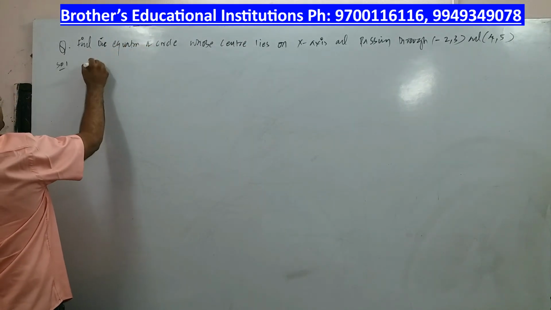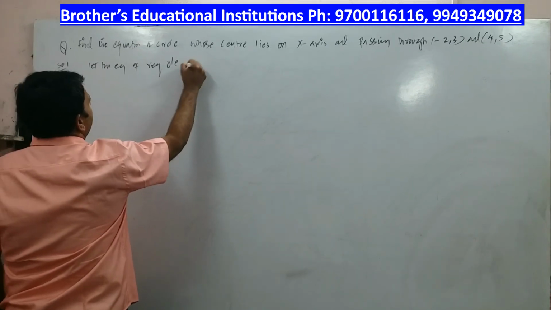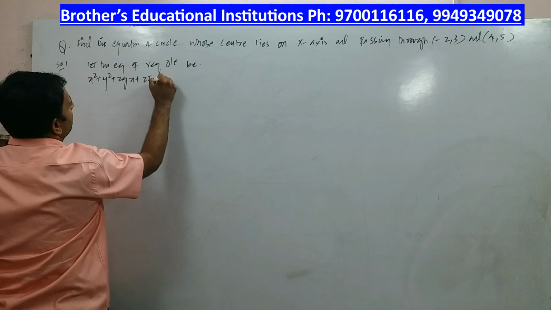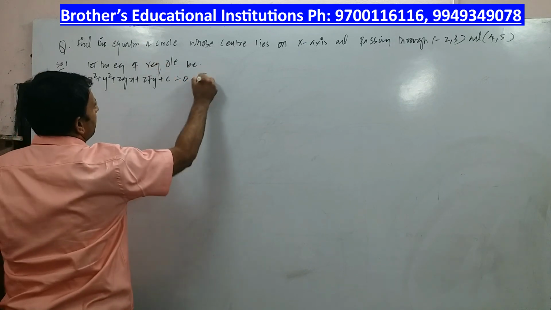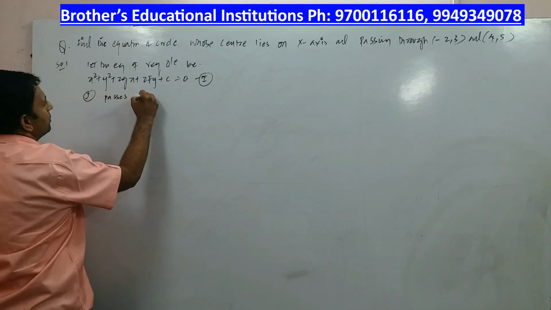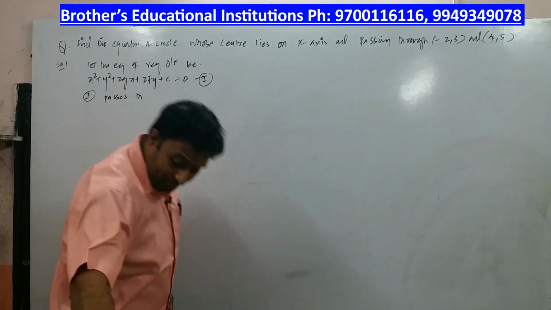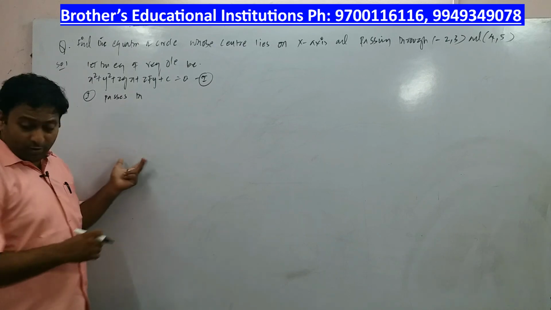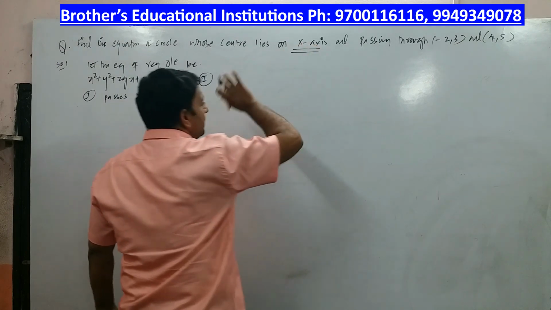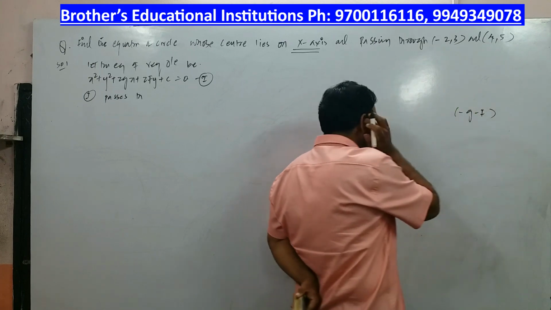So let the equation of the required circle be x square plus y square plus 2gx plus 2fy plus c is equal to 0. Call this equation I. Before moving forward we have to be wise enough and take the circle equation in a different way. He has told me the center lies on the x-axis. Listen carefully: if the center lies on the x-axis, what is the center of the circle? Minus g comma minus f.